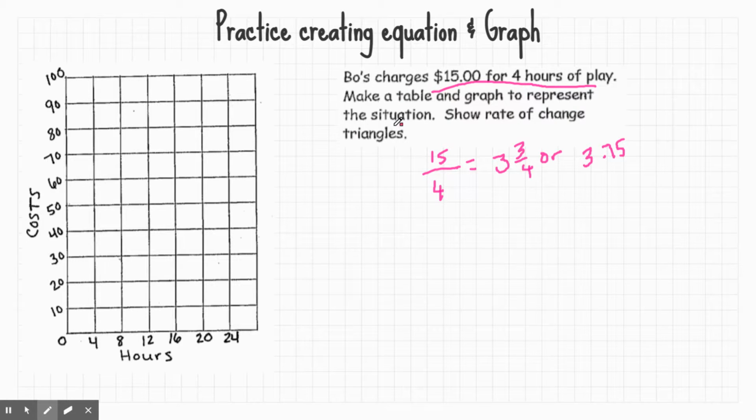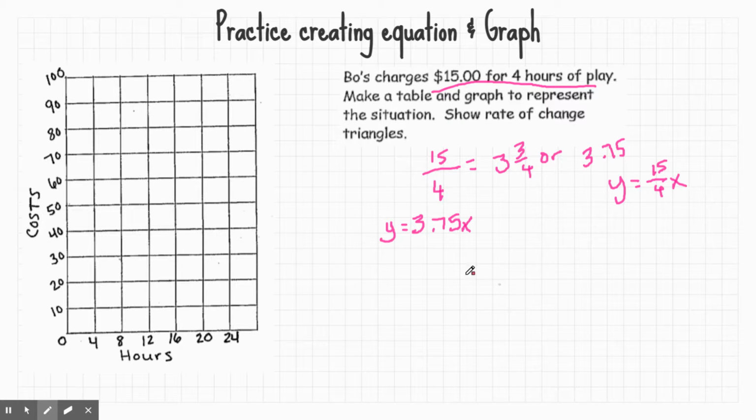There is no mentioning of an initial charge in here. So that means this is our slope and our initial charge is 0, which is our y-intercept. So our equation would be y equals 3.75x. You also could have written y equals 15 over 4x if that's what you wanted to do. Either one would have been acceptable.